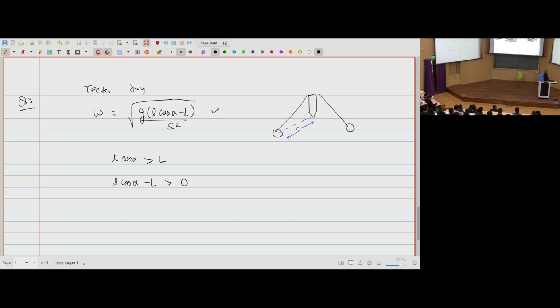Okay, so this ends our discussion on the potential ideas, but we will continue the discussion through harmonic oscillators. Any questions?